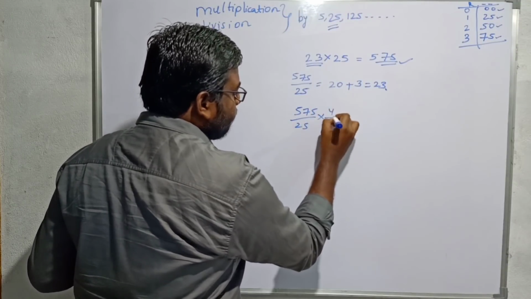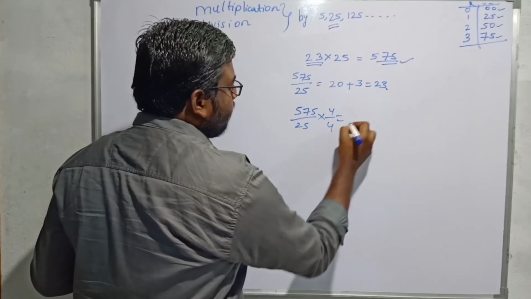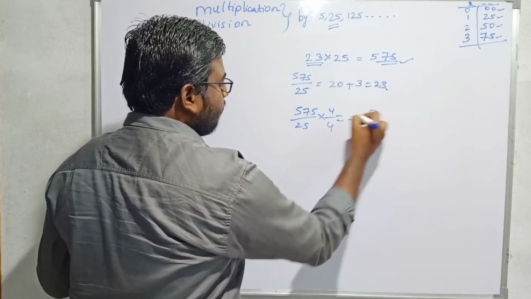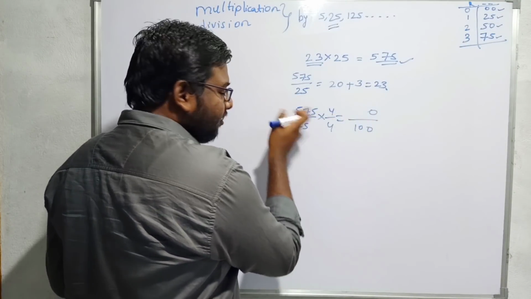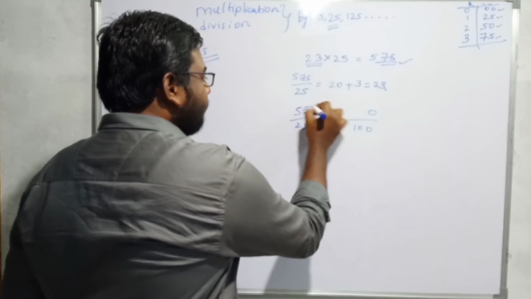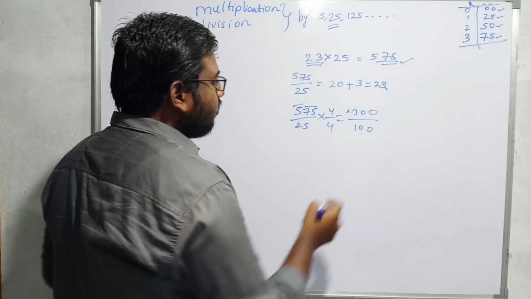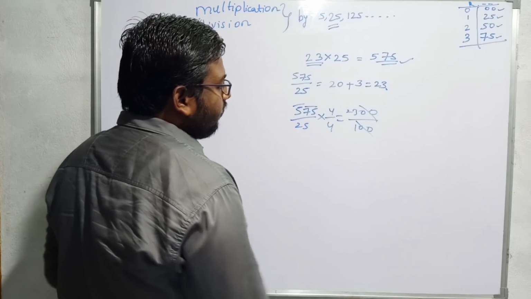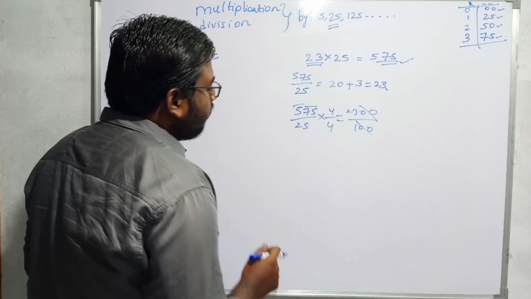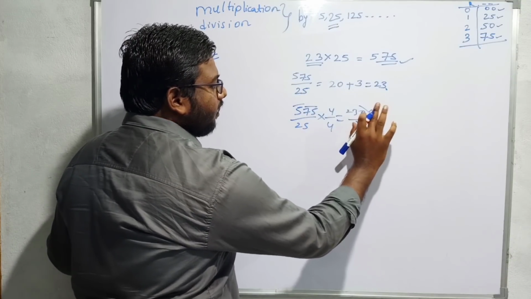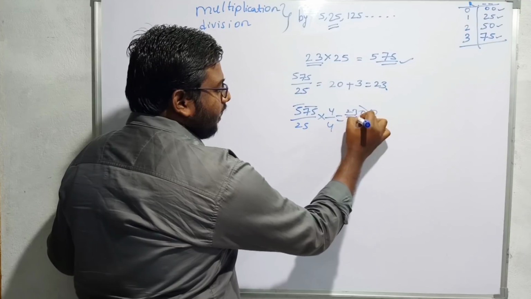Division by 25 is multiplication by 4, and then dividing by 100. You can calculate using the grouping method: 5 4s are 20, plus 3 4s are 12, giving 2300. Then the 100 cancels, and you get 23 as the result.